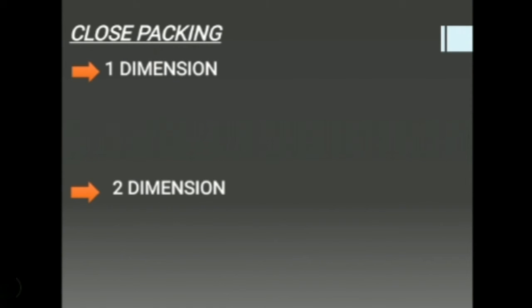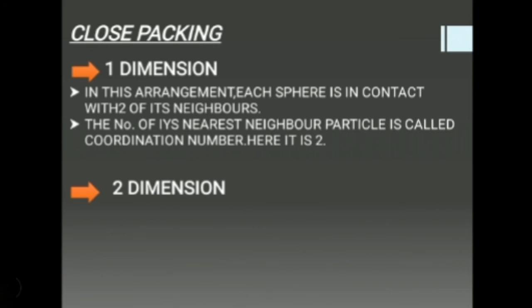In 1 dimension, you can imagine tennis balls arranged in a horizontal manner, just like you stand in your assembly, placed one behind the other. Each will be touching 2 partners, right? When you place them in that form, you get a 1-dimensional form of close packing. Here you will have 2 neighbors, hence the coordination number will be 2.